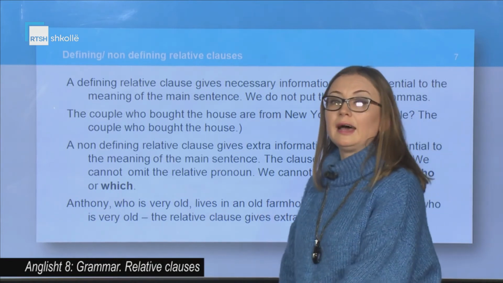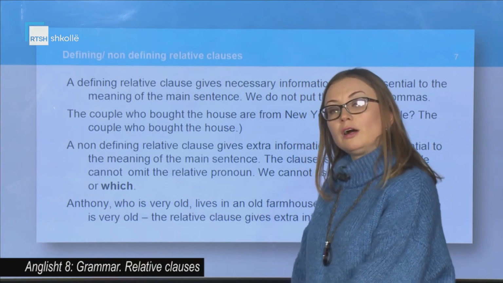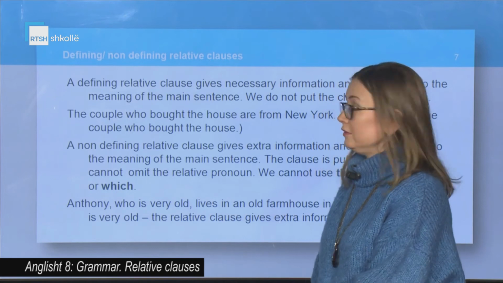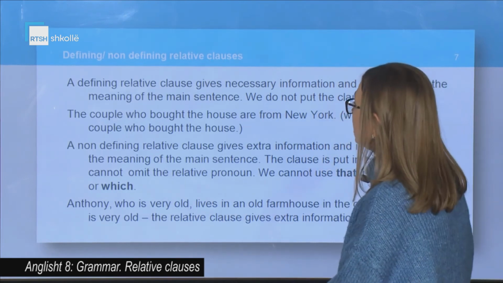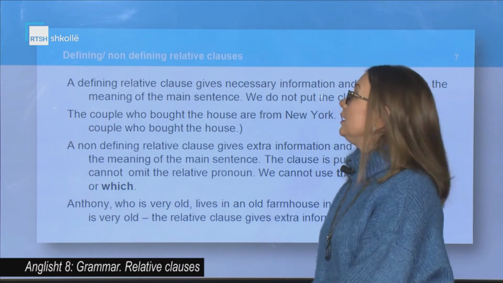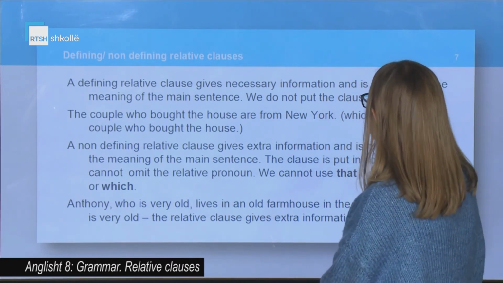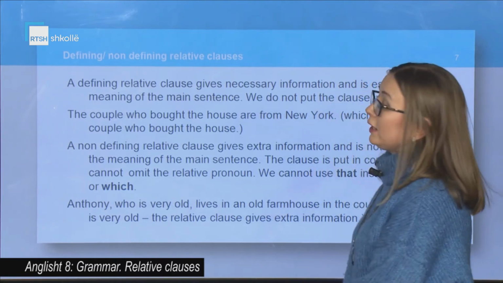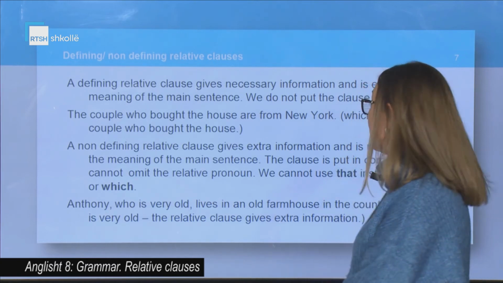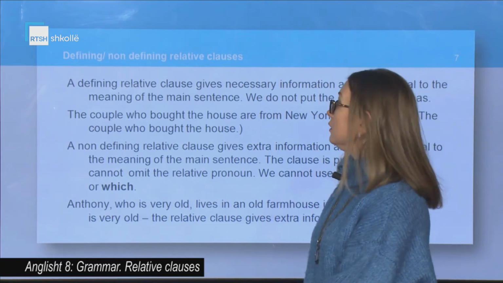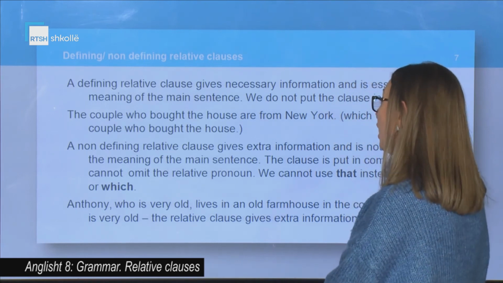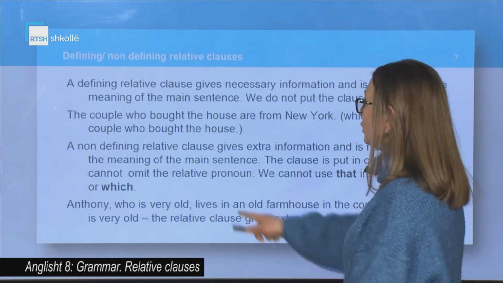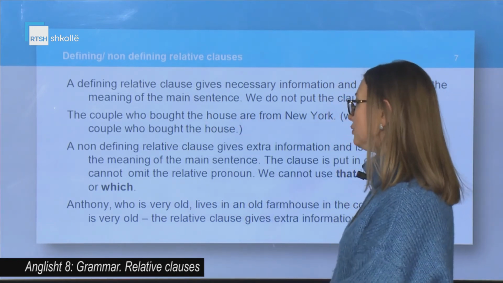Let's talk about other relative clauses, which are called in English defining or non-defining relative clauses. What is a defining relative clause? A defining relative clause gives necessary information and it is essential to the meaning of the main sentence. We do not put the clause in commas. The couple who bought the house are from New York. That's our sentence. Which couple? The couple who bought the house.